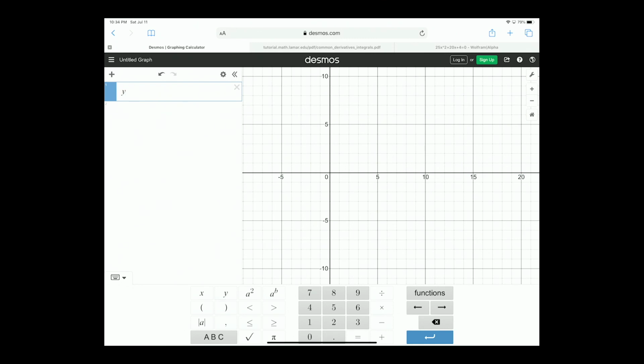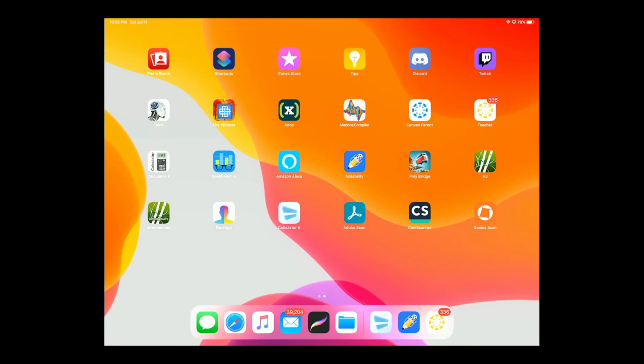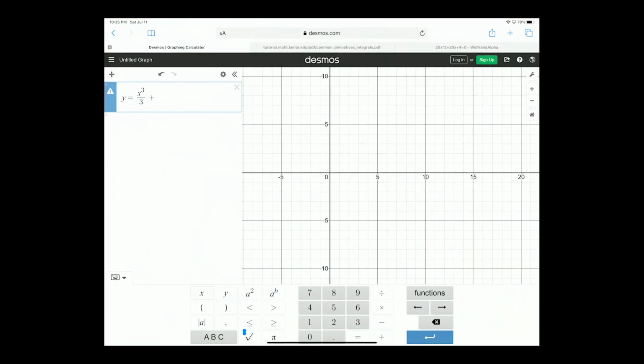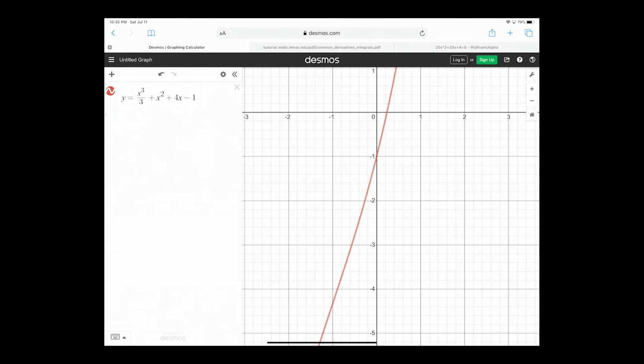We have y equals, you don't need the y equals, what was it? It was x to the 3 over 3 plus, I already forgot, x squared plus 4x minus 10. Okay. Now, how could there only be one answer? This makes no sense to me. I may have made a sign error. We're going to find out.